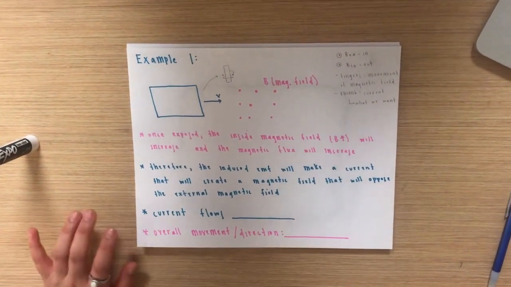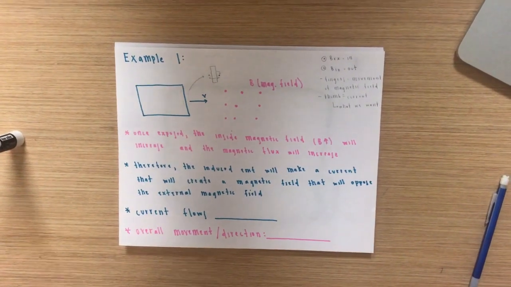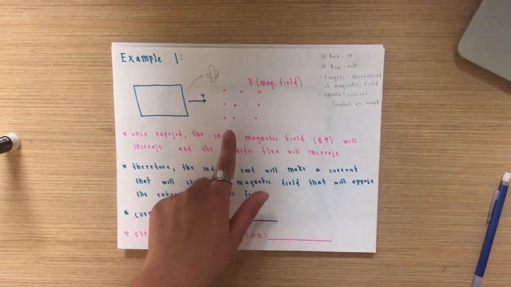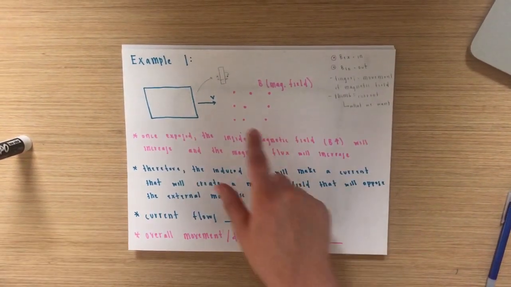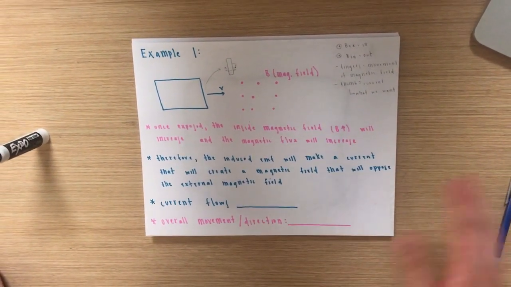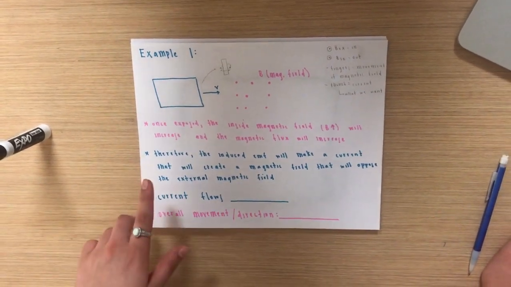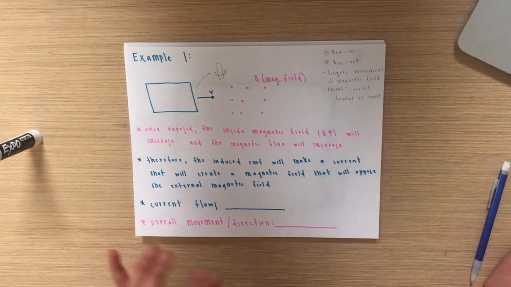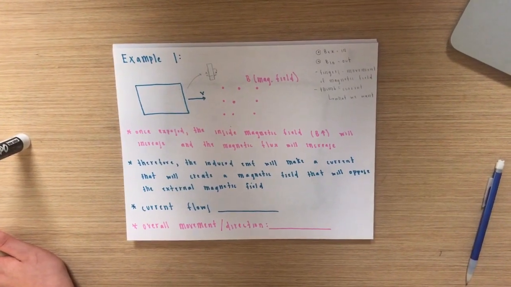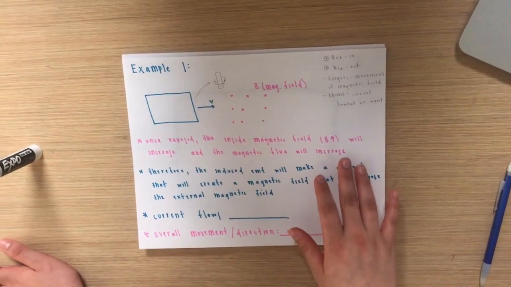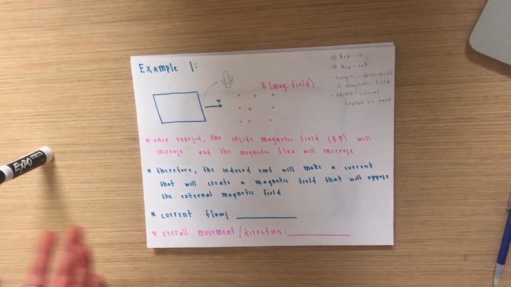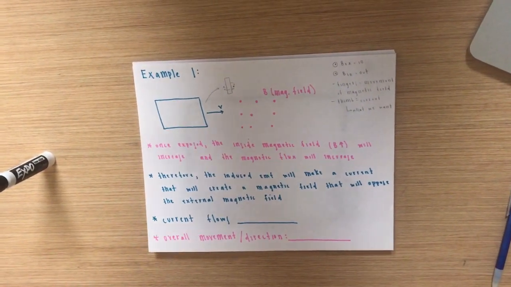Okay, so for our first large-scale example, this is going to represent a wire or a coil, and this represents the external magnetic field. As you can see, they're dots, so that means the magnetic field is coming out at us. What we want to summarize before finding the current flow and direction is that the inside magnetic field will increase, and so will the magnetic flux. Those two things have a direct relationship, so as one increases, so will the other.